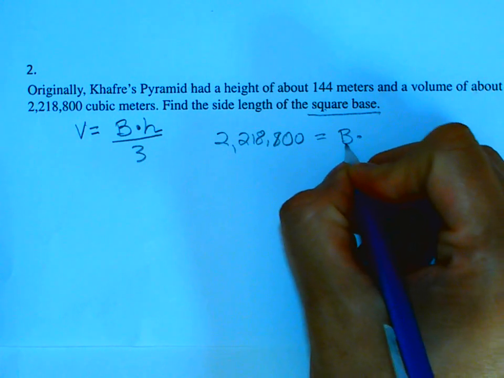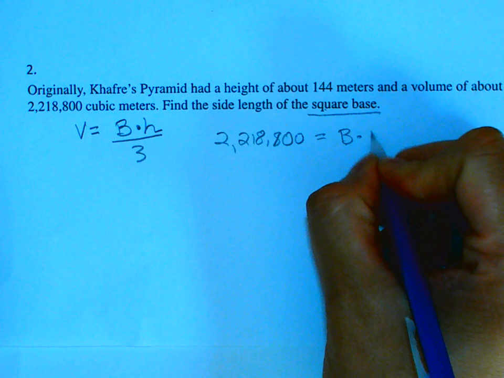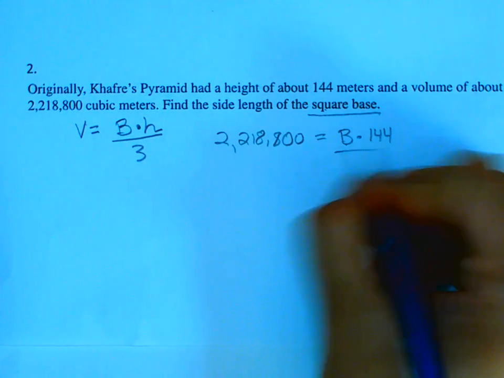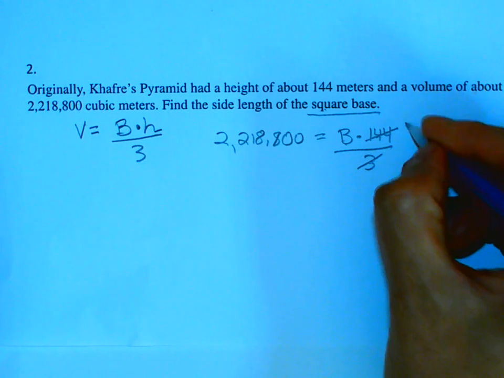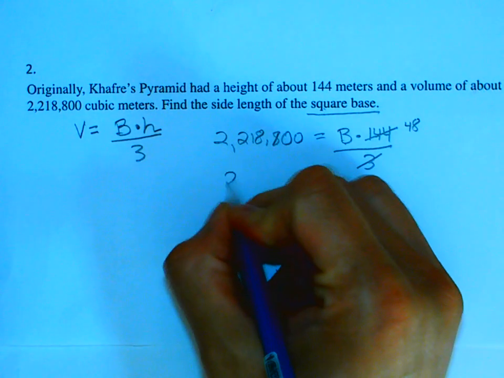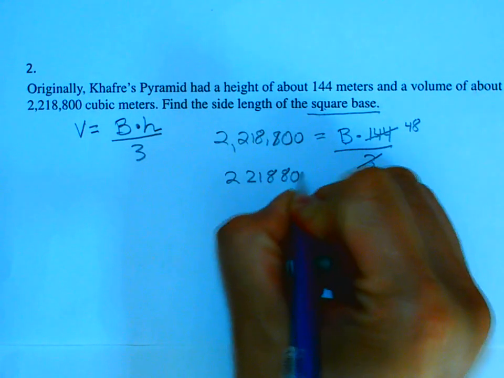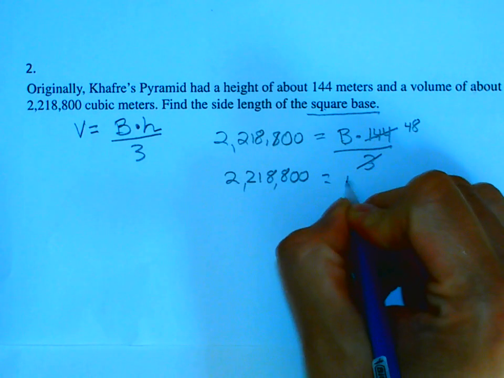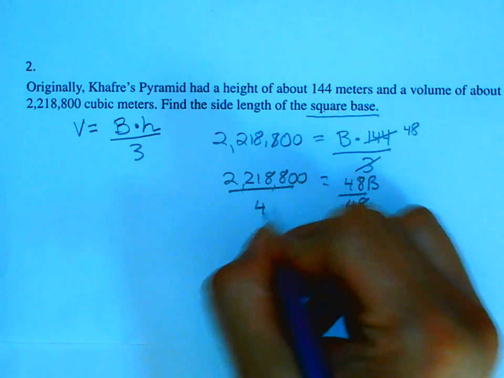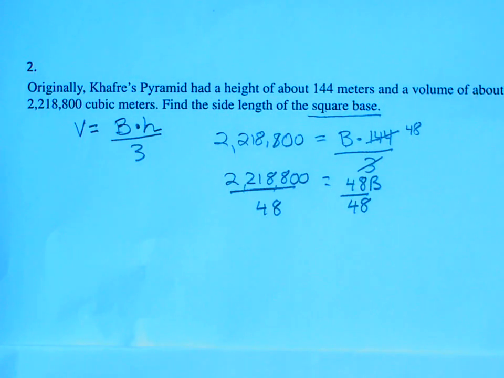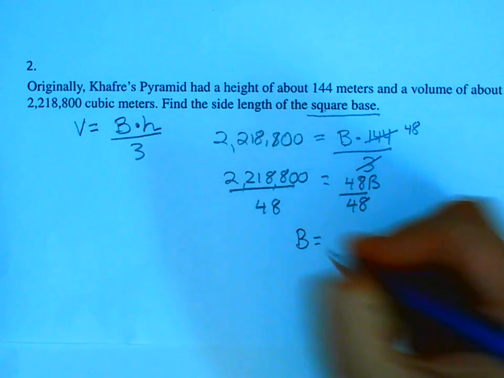Now, the area of the base, we don't know what that is, but we do know the height of the pyramid to be 144, then divided by 3. So I'm going to simplify that. 144 divided by 3 gives me 48. So now what I'm going to do is divide both sides by 48. So 2,218,800 divided by 48.